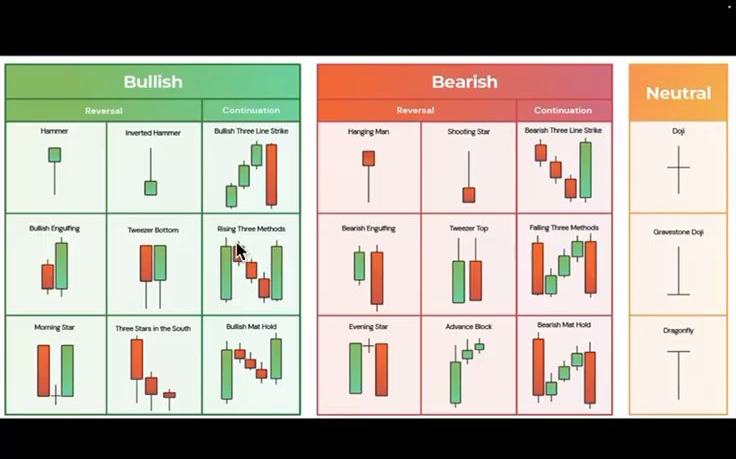So this one must be red. It must open here and close here. And this one also must be red. It must open within the body of this and close below. And this one also must be red. It must open within the body of this and close below that. So yes, these 3 must be red, and the last candle, which is the 5th candle, has to close above the first one.